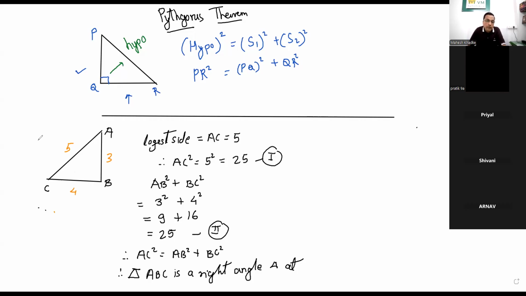So first we have to find which one is the hypotenuse. Which was the longest side? AC. So which angle is opposite to AC? Angle B. So angle B is 90 degrees. Therefore ABC is a right angle triangle at angle B. This is a basic part of this chapter, that is Pythagoras theorem. Okay, so we'll start now the next one.